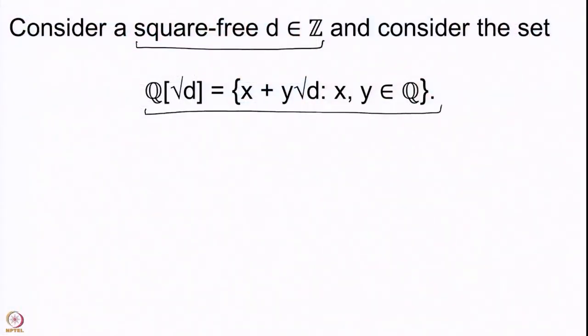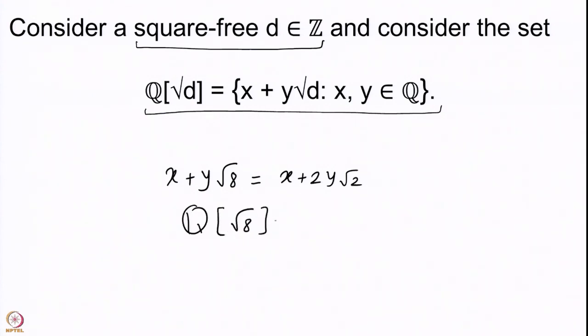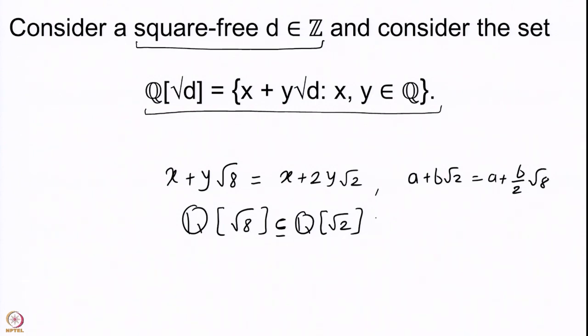So, when we are writing the corresponding, this is called Q root D. When we are writing this Q root D, we will consider only the square free D. The reason being that if I have x plus y root 8, then this can also be written as x plus 2y root 2. So, the elements which are in Q root 8 are contained in the elements which are in Q root 2. And of course, we are allowing rational coefficients, x and y are rational. So, if you have a plus b root 2, this is a plus b by 2 root 8. So, we have that this is also contained in Q root 8. So, these are the same sets.